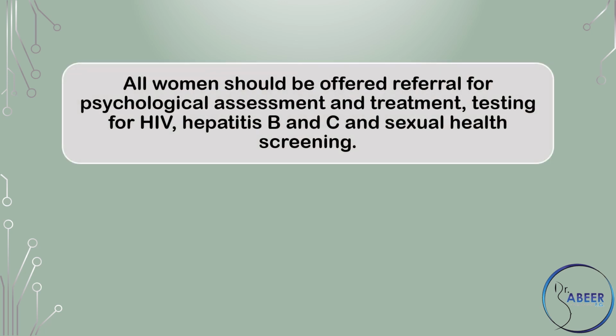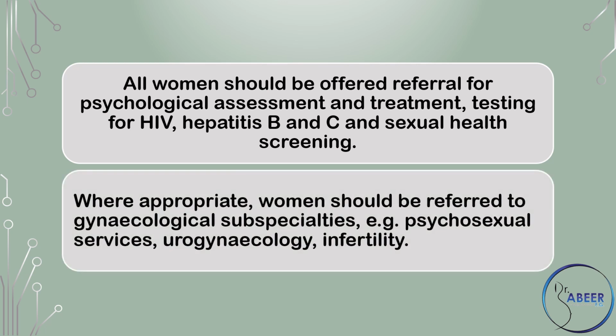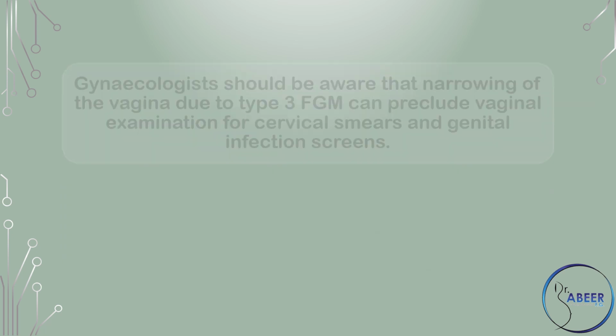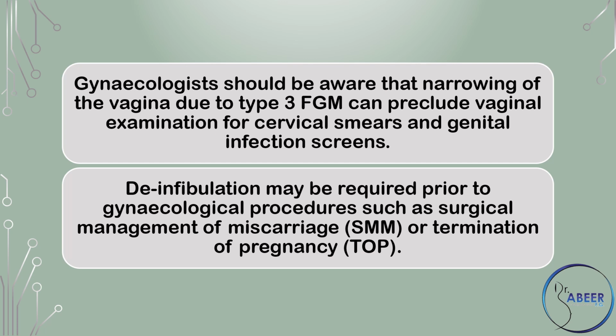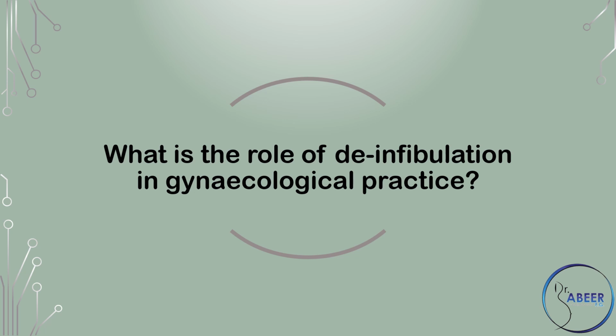All women should be offered referral for psychological assessment and treatment, testing for HIV, hepatitis B and C, and sexual health screening. Where appropriate, women should be referred to gynaecological subspecialties, for example, psychosexual services, urogynecology, and infertility. Gynecologists should be aware that narrowing of the vagina due to type 3 FGM can preclude vaginal examination for cervical smears and genital infection screens. De-infibulation may be required prior to gynecological procedures such as surgical management of miscarriage, or SMM, or termination of pregnancy, or TOP.